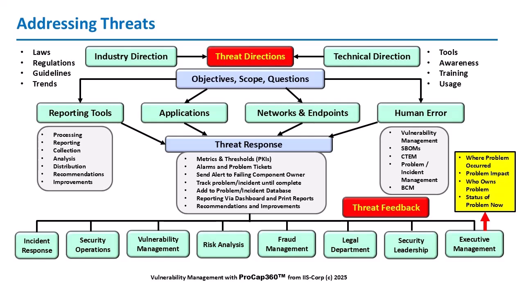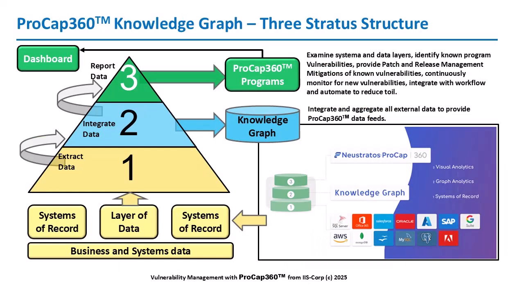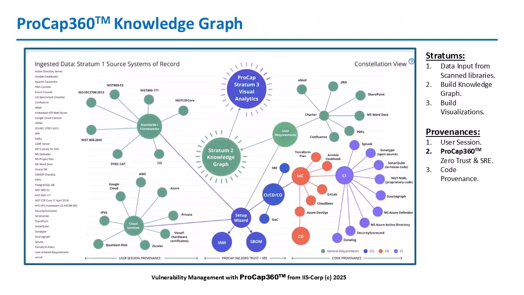ProCap 360 takes your data and builds a knowledge graph of your components, then identifies any programs within an application that have common vulnerability exposures or CVEs. The programmers fix the CVEs prior to production to obtain vulnerability-free applications. This information is clearly displayed in our dashboard. An example of how ProCap 360 builds and uses a knowledge graph is shown here. And here is an example of what a knowledge graph can look like.